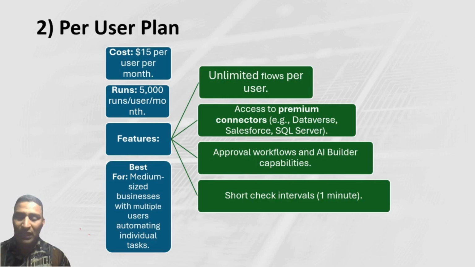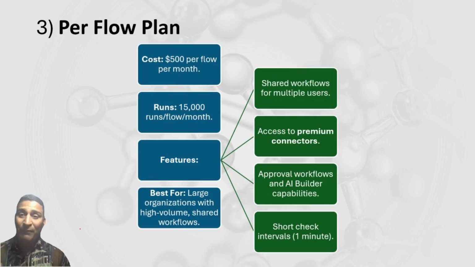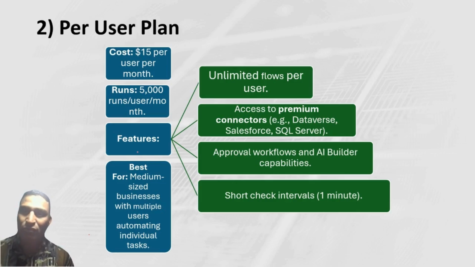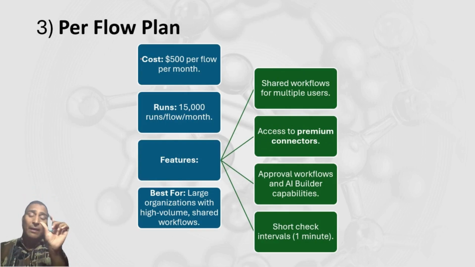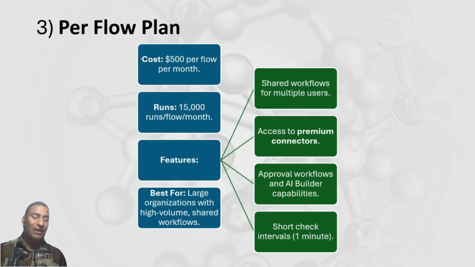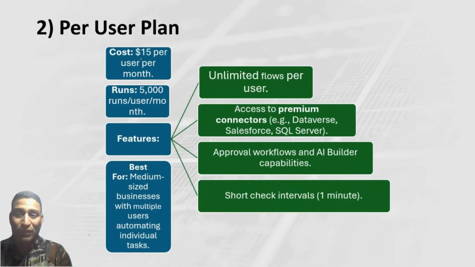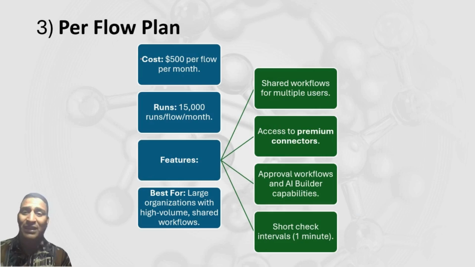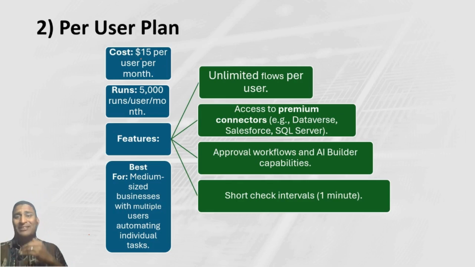Now let me go to the per flow plan. Here in the per flow plan, you can see the price has increased. Earlier, per user it was $15. In the per flow plan, it increased to $500 per flow per month. It is $15 per month per user, but here it is $500 per month per flow. But the capabilities also increase.